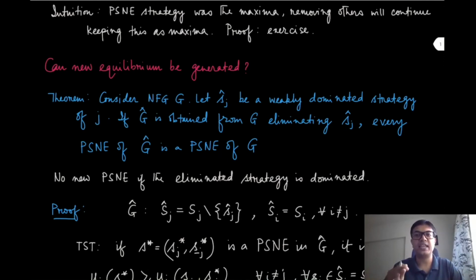And that SJ star is even larger than that dominating strategy, which is dominating SJ hat. So therefore it is definitely going to be larger. The utility is going to be larger than the utility at SJ hat, when the other players are playing the strategy S minus J star. So it might sound a little mouthful at this moment. As we go along the proof step by step, this intuition essentially will be proved formally.